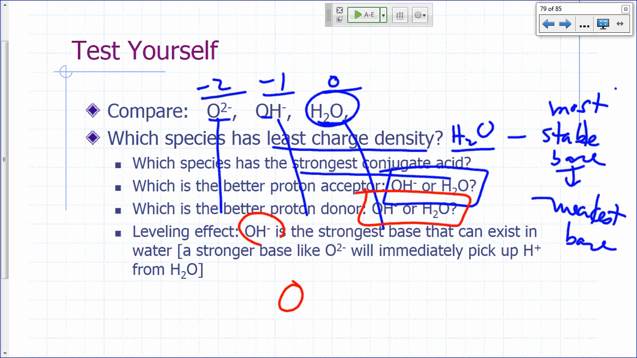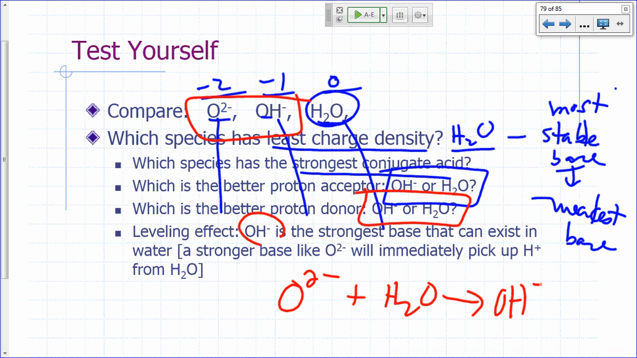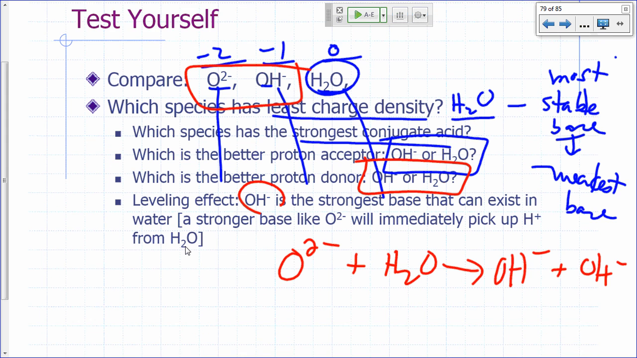Okay, so anytime you have something like oxide, we said oxide is a stronger base than hydroxide. So what happens in water, there's so many water molecules there. And so what happens to your oxide is it picks up a proton right away and gives you hydroxide ions. So anytime you put oxide in water, it immediately converts into hydroxide. The strongest base that can exist in water would be your hydroxide.